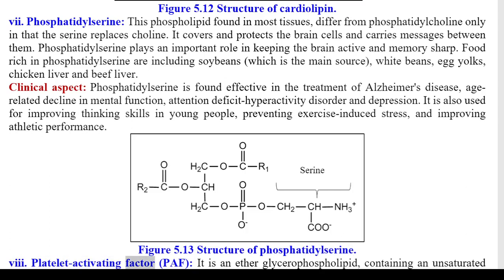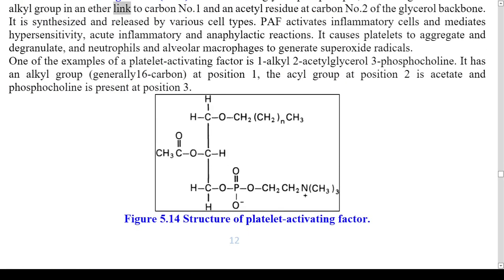8. Platelet activating factor, PAF. It is an ether glycerophospholipid, containing an unsaturated alkyl group in an ether linkage to carbon number 1 and an acetyl residue at carbon number 2 of the glycerol backbone. It is synthesized and released by various cell types. PAF activates inflammatory cells and mediates hypersensitivity, acute inflammatory and anaphylactic reactions. It causes platelets to aggregate and degranulate, and neutrophils and alveolar macrophages to generate superoxide radicals.